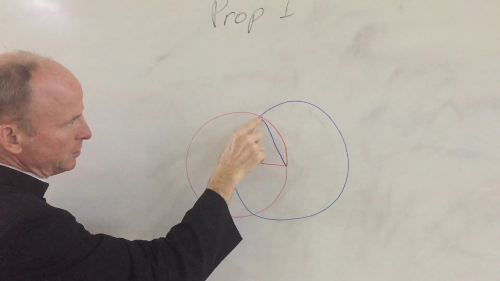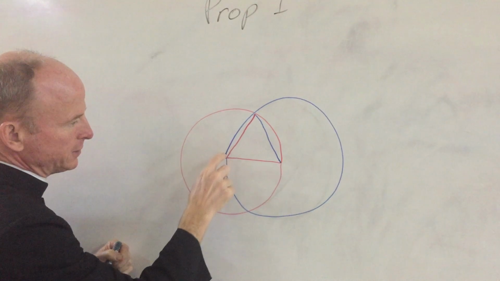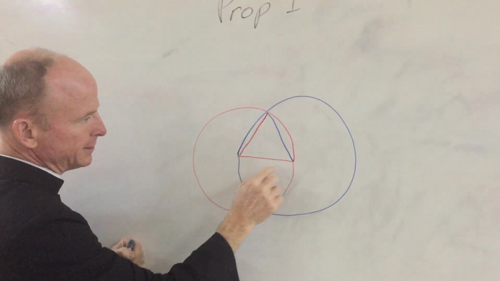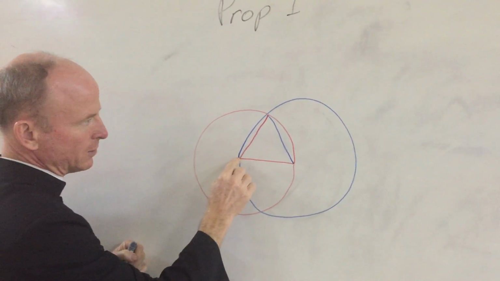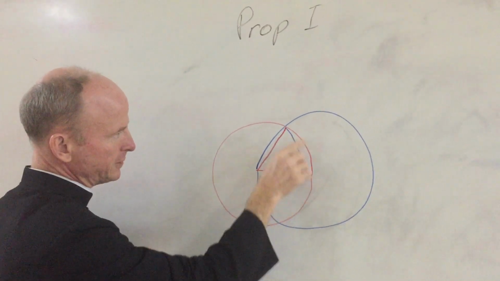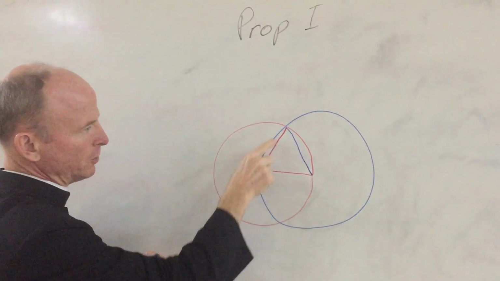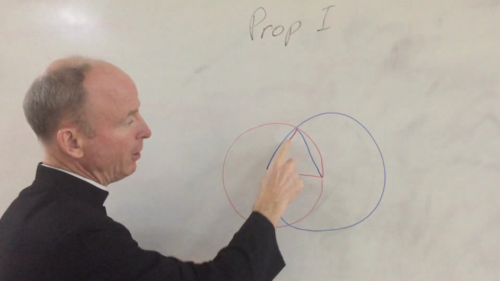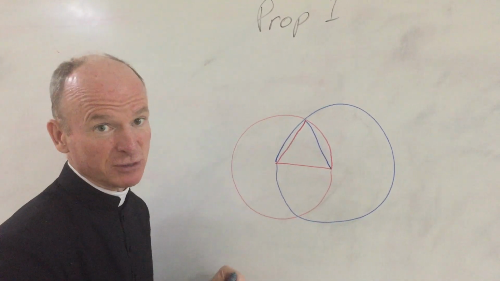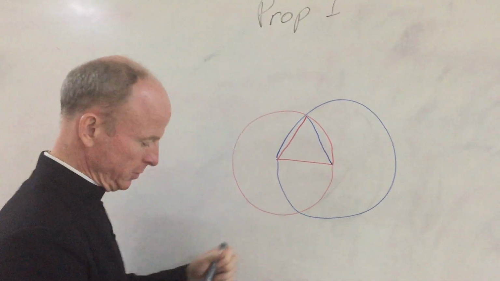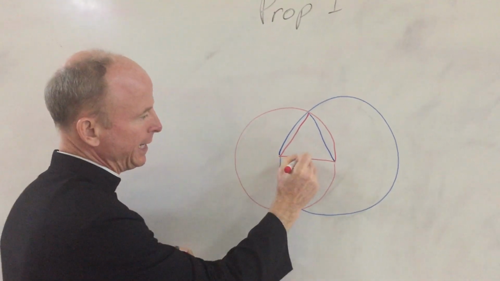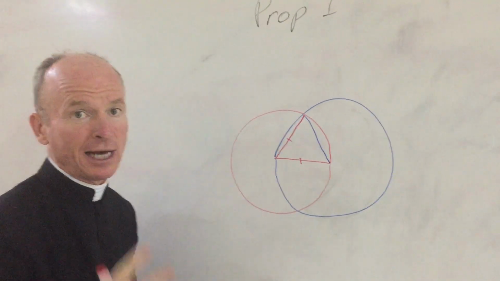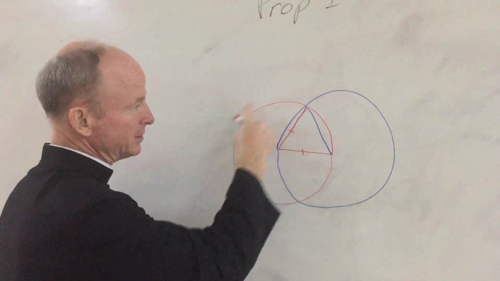This is a radius, a line that goes from the circumference to the center. This is a radius of this circle, from the circumference of the same circle to the center of the same circle. We see with our intellect immediately that the radii of the same circle are always equal. So this line is necessarily equal to this line because they're radii of this circle.